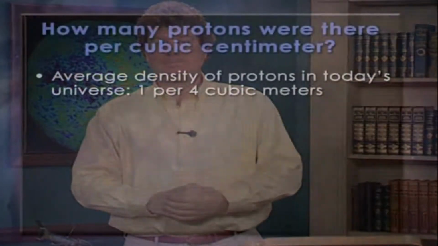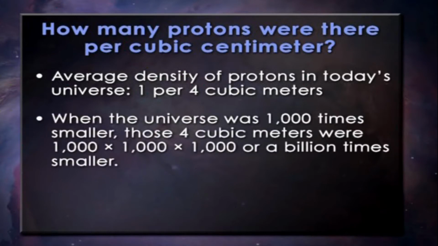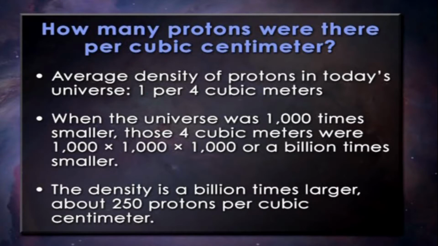That's how many protons in this cube of sugar, in the volume described by this cube of sugar, not the sugar itself. This is actually easy to figure out. Using the average density of protons in today's universe, and that's 1 per 4 cubic meters, back then, when the universe was 1,000 times smaller, those 4 cubic meters had 1,000 times 1,000 times 1,000 or 1,000,000,000 times smaller volume. So the density was 1,000,000,000 times larger, which works out to be about 250 protons per cubic centimetre.